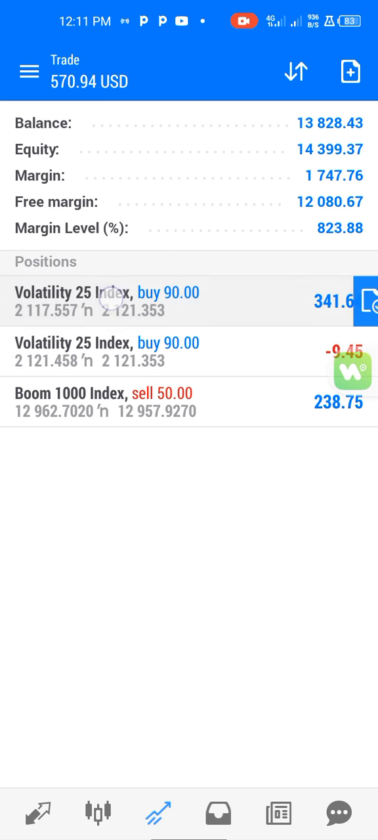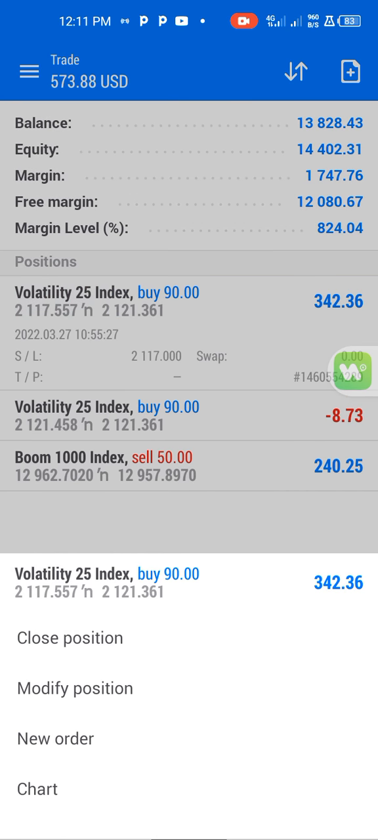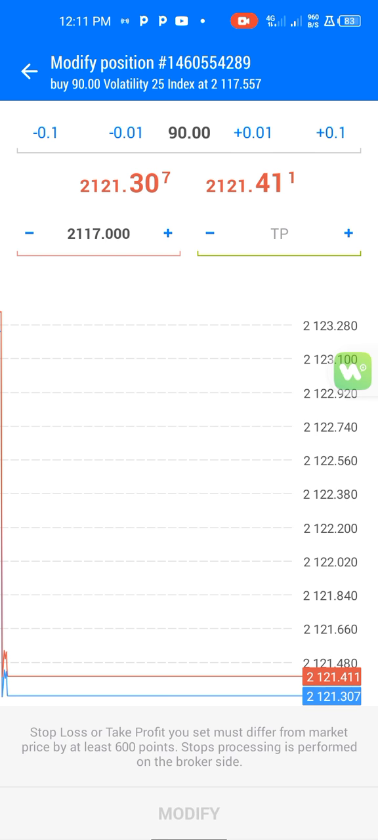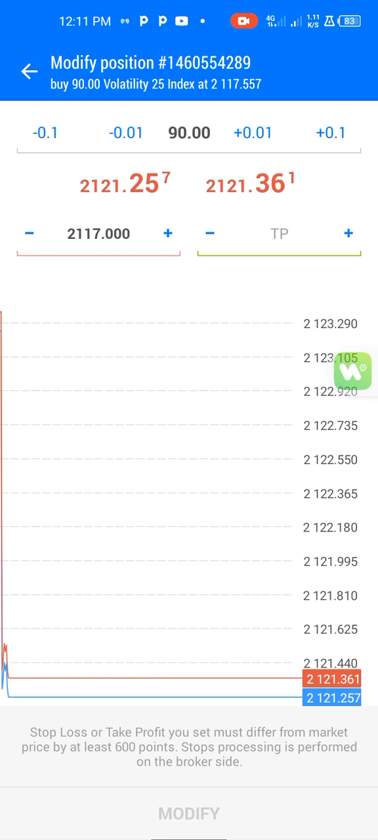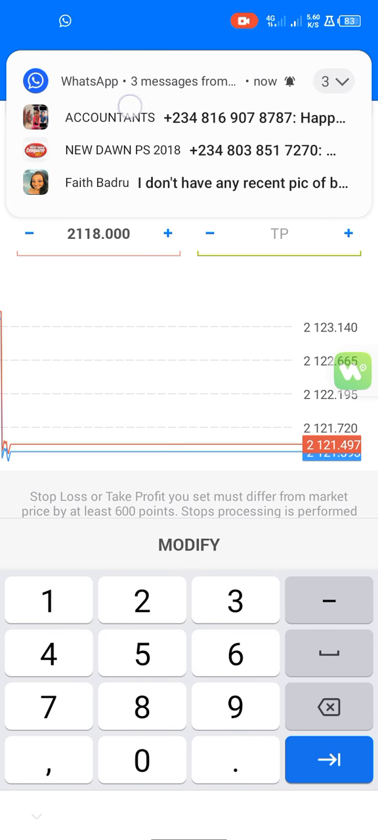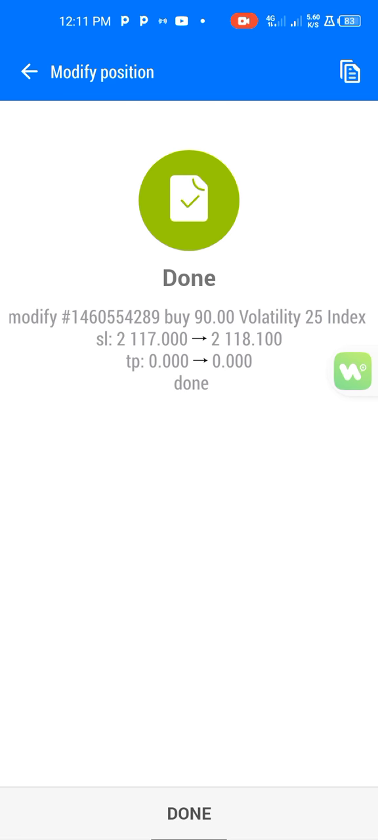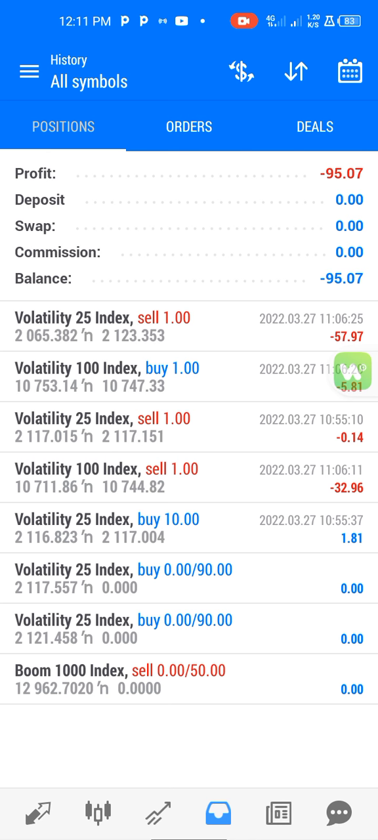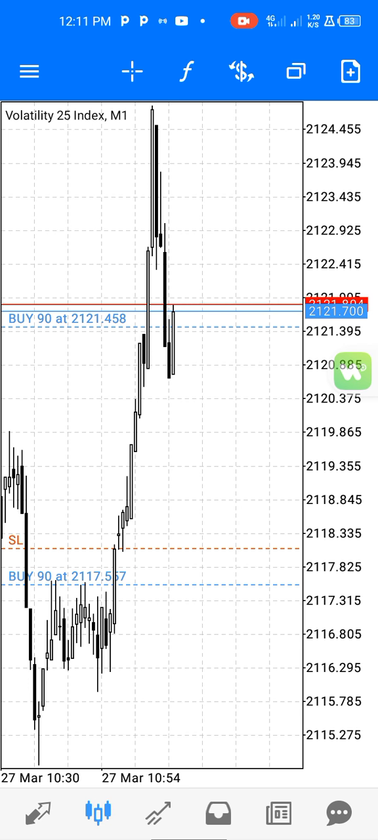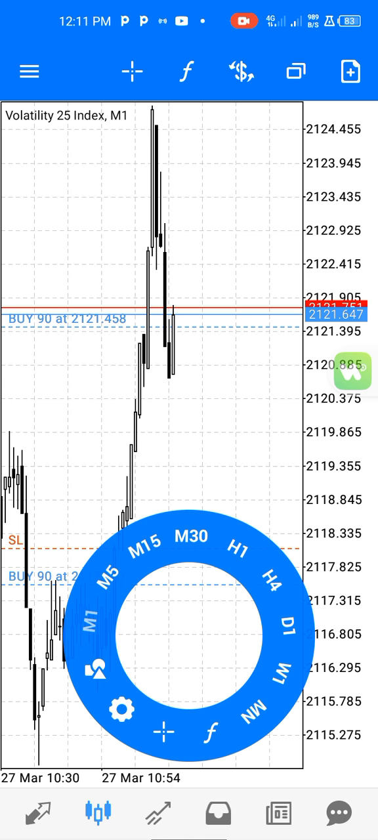So I go to this place. This is the trade we're talking about. I long press, it brings out these options, and then I click on modify position. Clicking on it, the initial stop loss, which was this, I edit it and I make it 2118.1. Let me leave it there, and I click on OK. It's done. Can you see? Now you can see that the stop loss has moved from below to above.